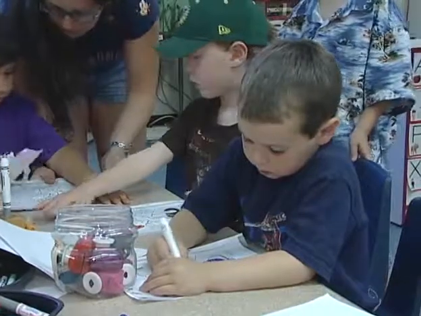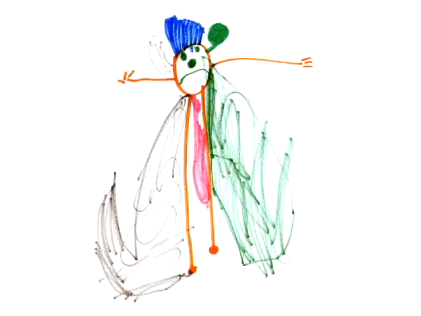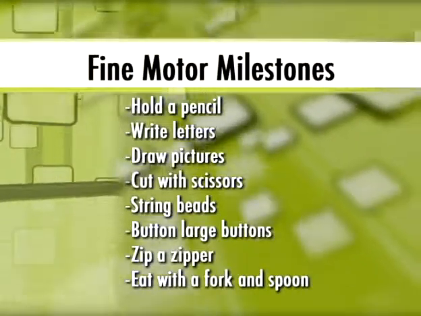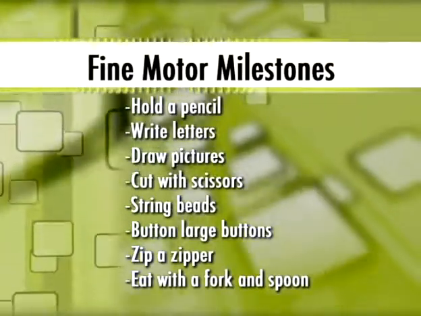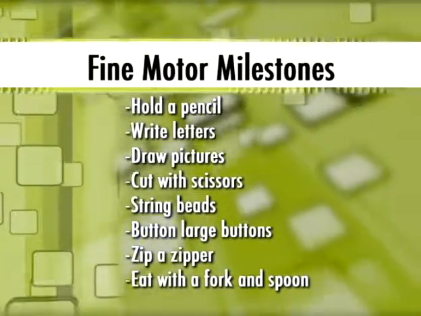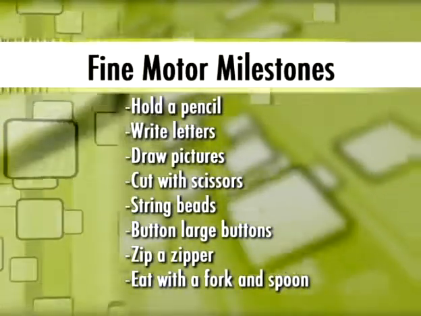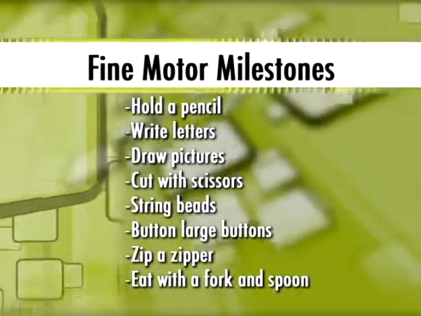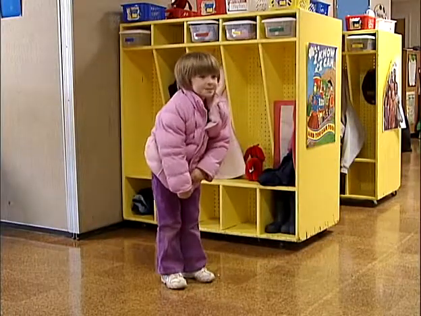As their fine motor skills are refined, paired with their cognitive development, children progress through the same stages of artistic development, taking them from chaotic tangles of lines to orderly and detailed figures. By the end of preschool, most children can hold a pencil using the thumb and fingers, write some letters, draw pictures, cut with scissors, string beads, dress themselves independently using clothes with large buttons and zippers, and feed themselves with a fork and a spoon. It is important to remember that each child grows and develops within an individual time frame.